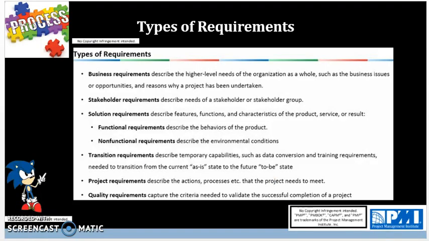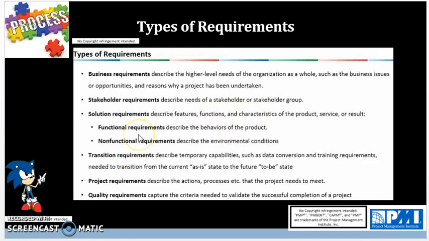So types of requirements. There are many types of requirements for a project as seen here. We have business requirements, which describe the higher level needs of the organization as a whole, such as the business issues or opportunities and reasons why a project has been undertaken, usually the business case or why of the project. Then you have the stakeholder requirements, which describe the needs of a stakeholder or stakeholder group. And then you have the solution requirements, which describe features, functions, and characteristics of the product, service, or result.